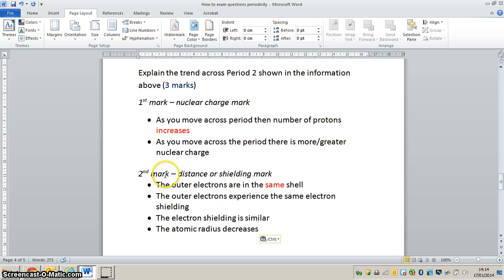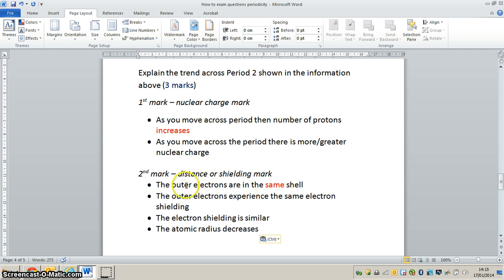This links to our second marking point, which is either a distance or shielding mark. So we can say, as we move across period 2, the number of electrons also increases, but these electrons go into the same shell. We could say the outer electrons experience the same electron shielding because they are in the same shell. We could say the electron shielding is similar as we move across period 2.